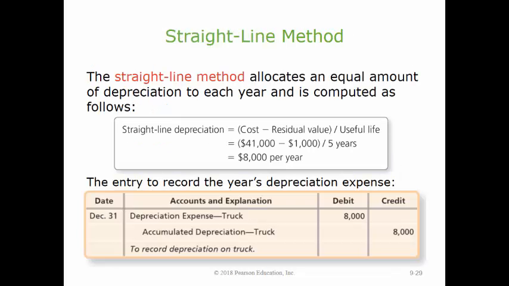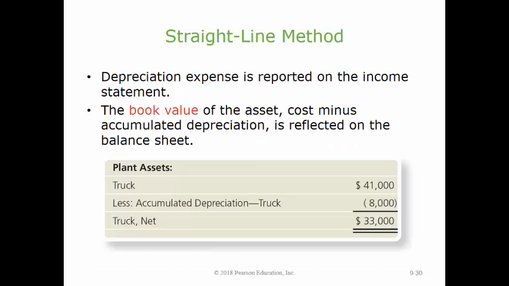Under the straight line method, residual value is deducted from the cost and then divided by the estimated useful life of the asset. The straight line method is a depreciation method that allocates an equal amount of depreciation each period. Straight line depreciation is equal to cost minus residual value divided by useful life. In the Smart Touch Learning example, the depreciable cost is $40,000. Divided by an estimated useful life of 5 years, the annual depreciation for the truck is $8,000 per year.